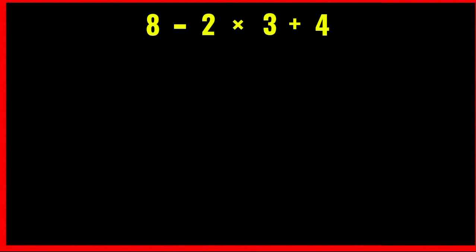Now let's solve another example. The expression is 8 minus 2 times 3 plus 4. Again, let's apply PEMDAS. There are no parentheses. There are no exponents. The next priority is multiplication. So we calculate 2 times 3 first. 2 times 3 equals 6.